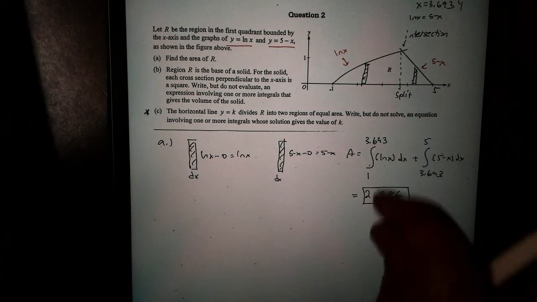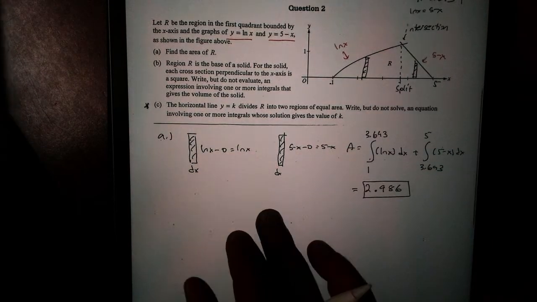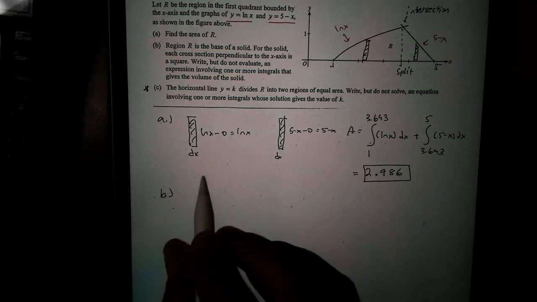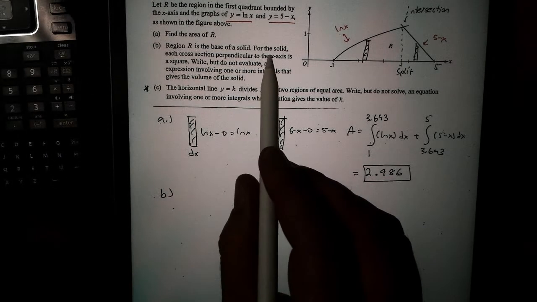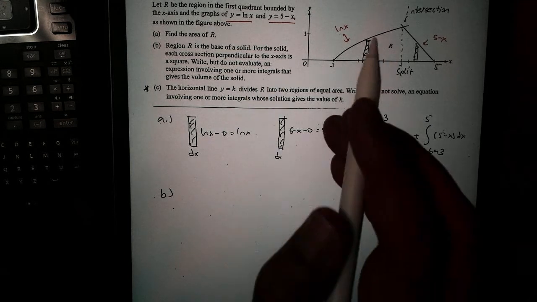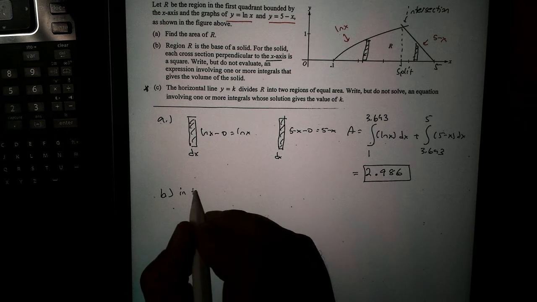Now there's another way we can do this. If we have time in the video at the end, I'll show you another way we can find the area. All right, so let's take a look at part B right now. So for part B it says the region R is the base of a solid. For the solid, each cross section is perpendicular to the x-axis. So we are perpendicular to the x-axis, so we are in terms of x.